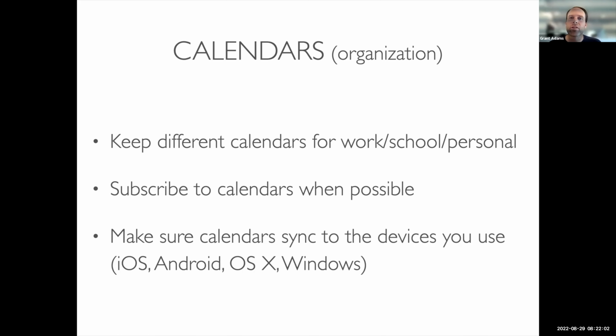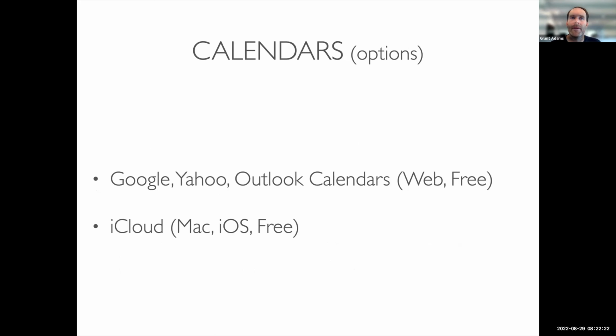Make sure that the calendars sync with the devices you use, right? So if you're all in the Apple ecosystem, that's great. You can use iCloud and it'll sync to your computer and your phone and your iPad and whatever. But if you have an Android phone, or if you have a Windows computer, you want to make sure that somehow those calendars are syncing across all of those devices. And so maybe then you're using Google Calendar instead of Apple's calendar system.